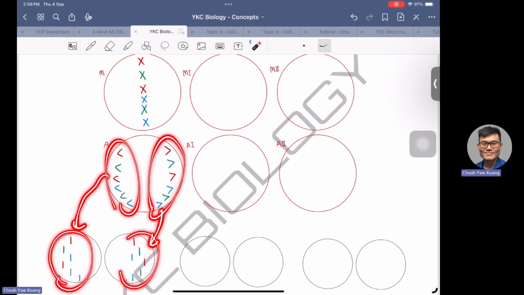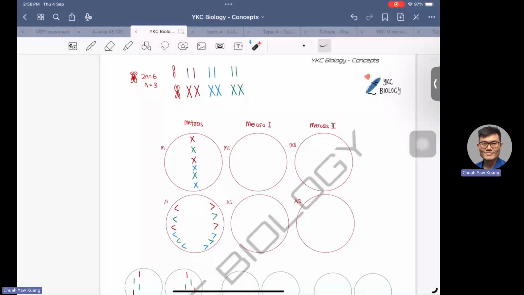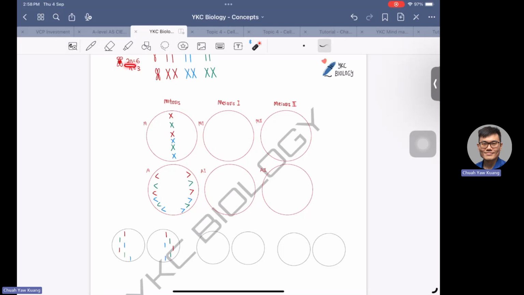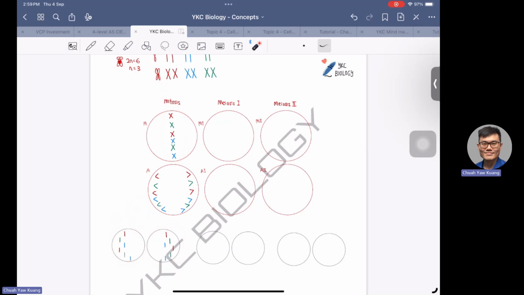That's why the daughter cell is still diploid. The chromosome number is the same as the parent. The parent has 2n equals 6, and the daughter cell will also be diploid, 2n equals 6. Both the parent cell and the daughter cell have the same number of chromosomes. That's why the chromosome number doesn't change in mitosis.